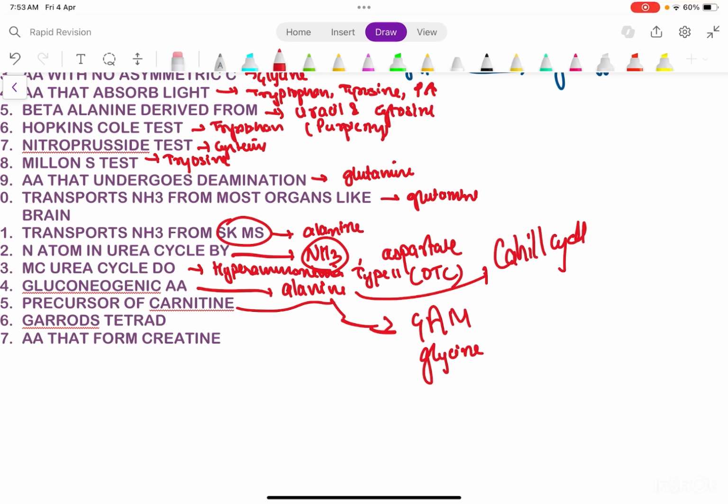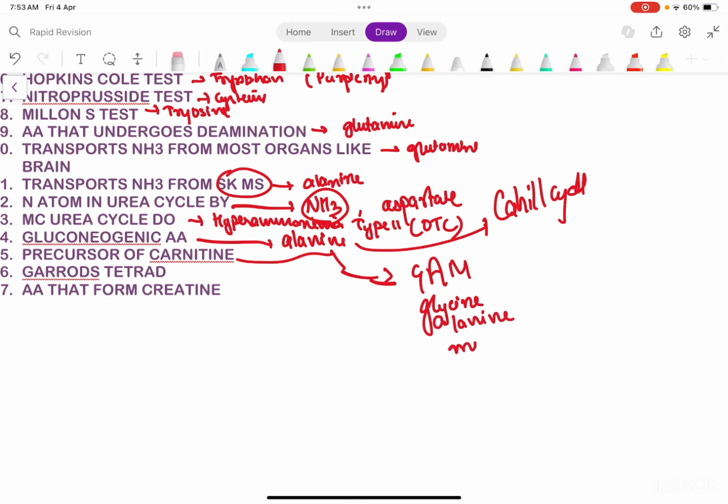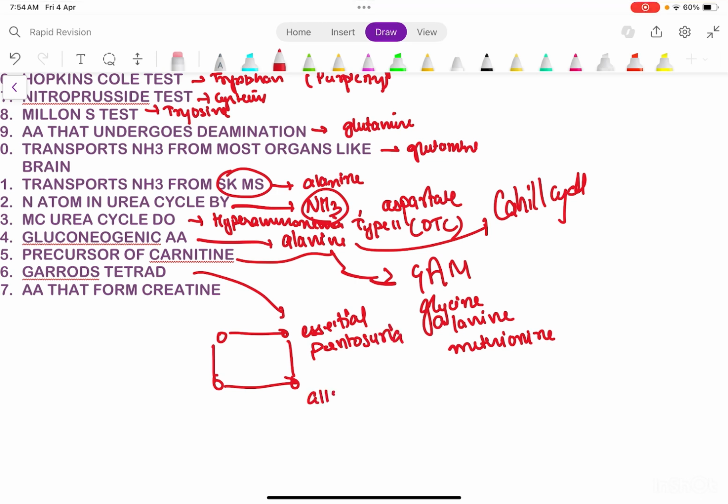You have to remember GAM for creatine: glycine, arginine, and methionine. Then coming on to the next question, Garrod's tetrad. In this we have essential pentosuria, alkaptonuria, albinism, and cystinuria.